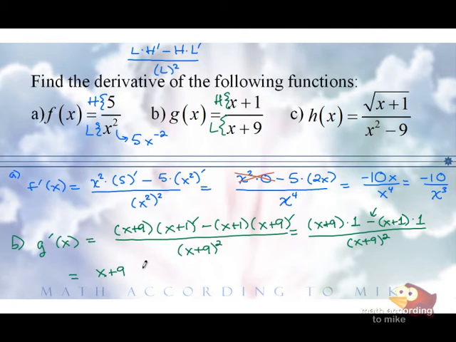So x plus 9 upstairs, minus x minus 1, because we have to distribute through a negative, this guy, 1, all over x plus 9 quantity squared. Typically, for the quotient rule, you keep the denominator factored as it is. Just clean up the numerator. So you'll have 8, because the x's cancel, over x plus 9 quantity squared.